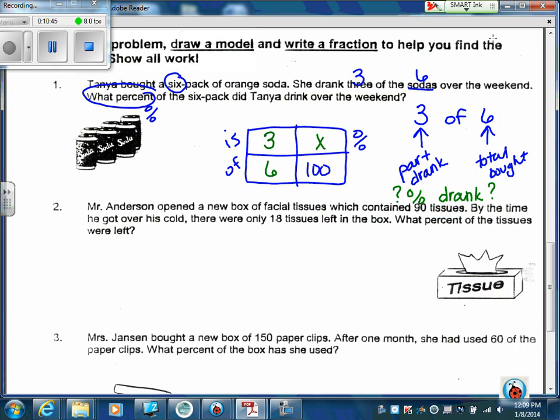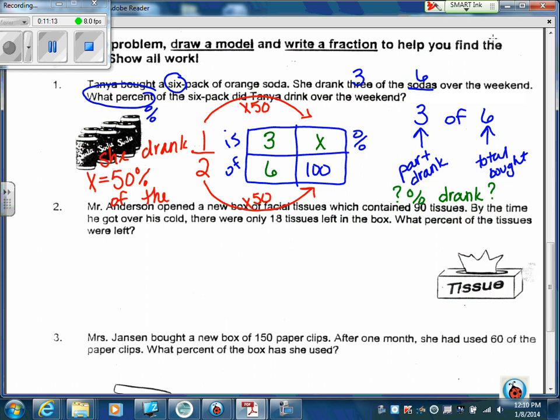Again, 6 times nothing gets me to 100. So I'm going to go ahead and find the base of 3 to 6, which is 1/2. 2 times 50 is 100. So my scale factor on the top is also 50. So x equals 50 and it's a percent. And make sure you answer your question. She drank 50% of the 6-pack, or the sodas that she bought. Make sure that that answers your question. Go ahead and try number 2 on your own. Pause the video, come back and check with me.